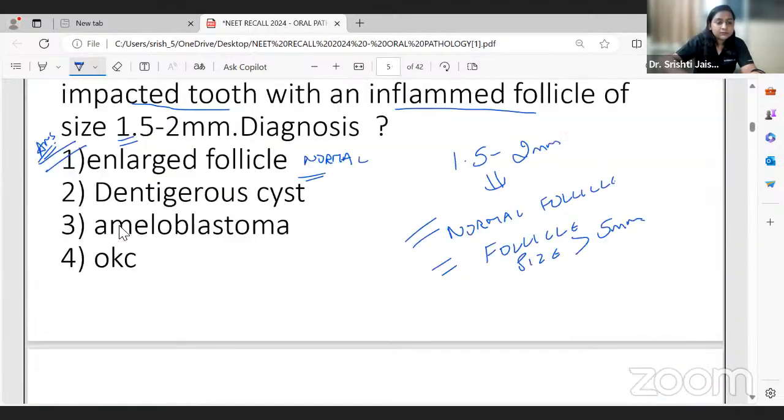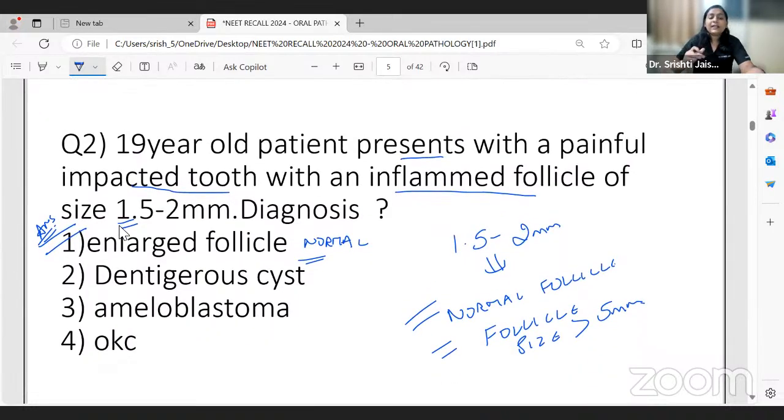Not a problem. Okay, so a 19-year-old patient presented with a painful impacted tooth. Which is the most common cyst associated with the impacted tooth? We know that it is dentigerous. Now we know that dentigerous occurs because of the fluid accumulation present around the tooth, between the reduced enamel epithelium. So when this follicular space increases to more than 5 mm, then it is called dentigerous.